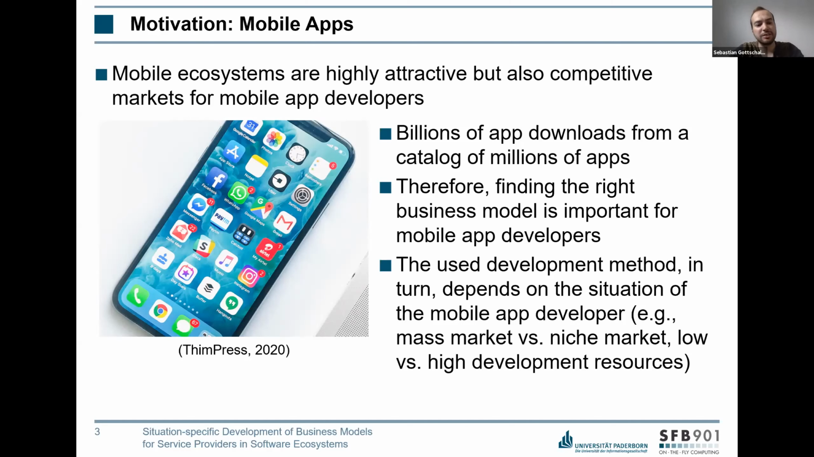And when we discovered the first development processes for that, we saw more and more that they actually depend on the situation in which the app developer is. For example, whether he is considering a mass market or a niche market, or whether he has high or low development resources.